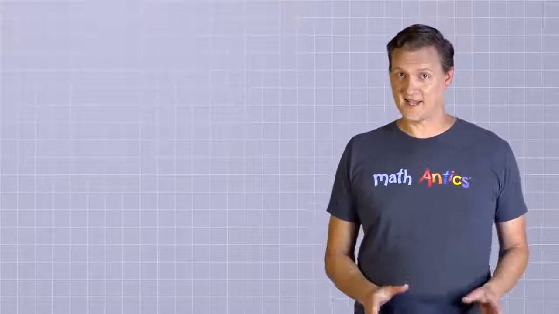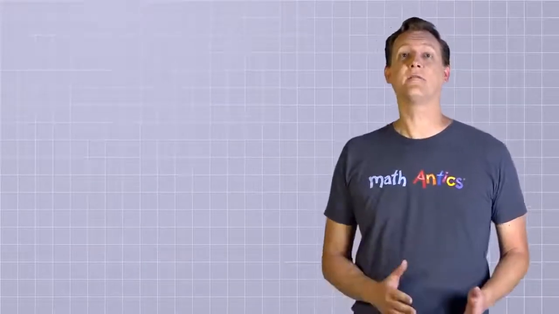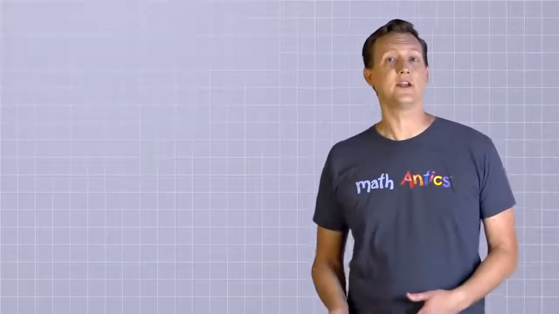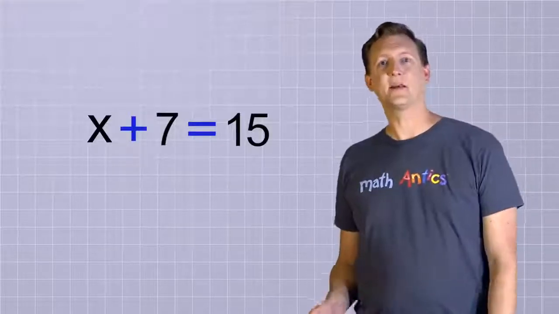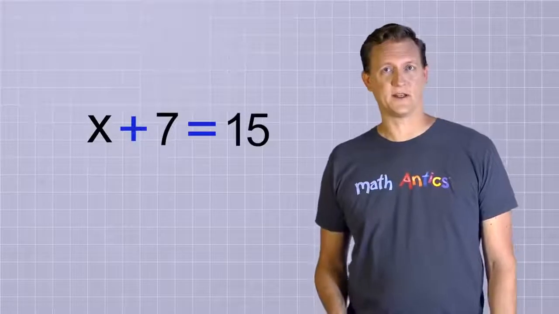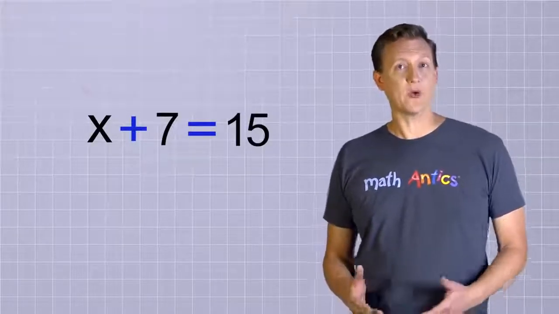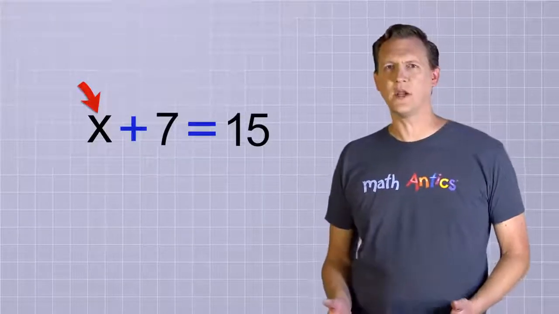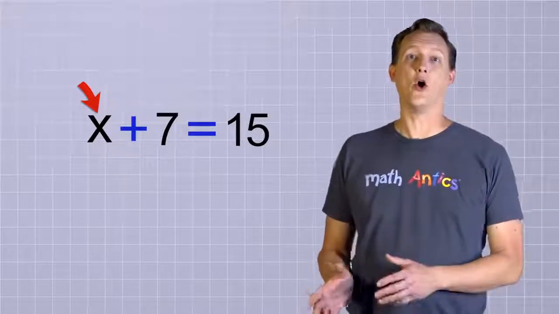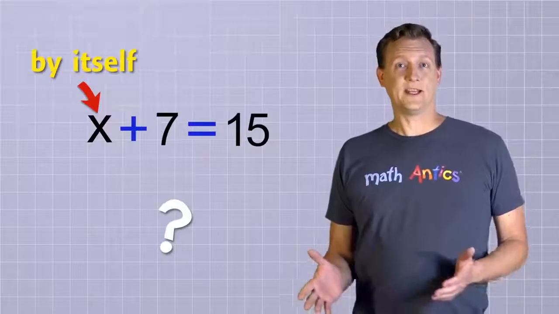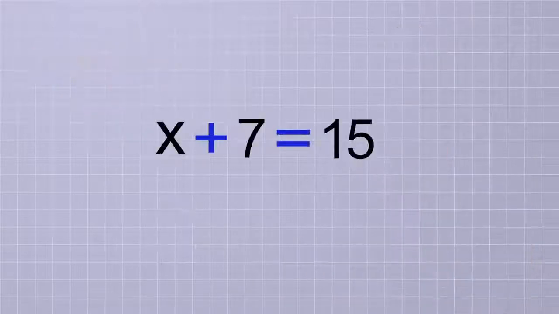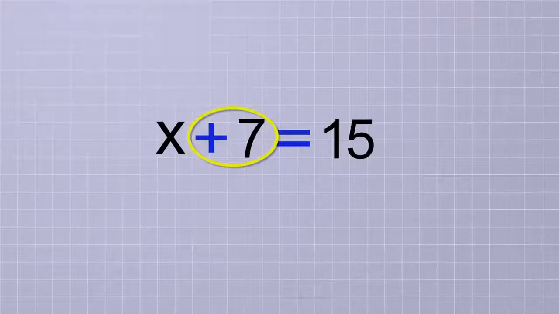Alright, like I said, in this video, we're just going to focus on equations involving addition and subtraction. And here's our first example. x plus 7 equals 15. To solve for the unknown value x, we need to rearrange the equation so that the x is all by itself on one side of the equal sign. But what can we do to get x all by itself? Well, right now, x is not by itself because 7 is being added to it. Is there a way for us to get rid of that 7?